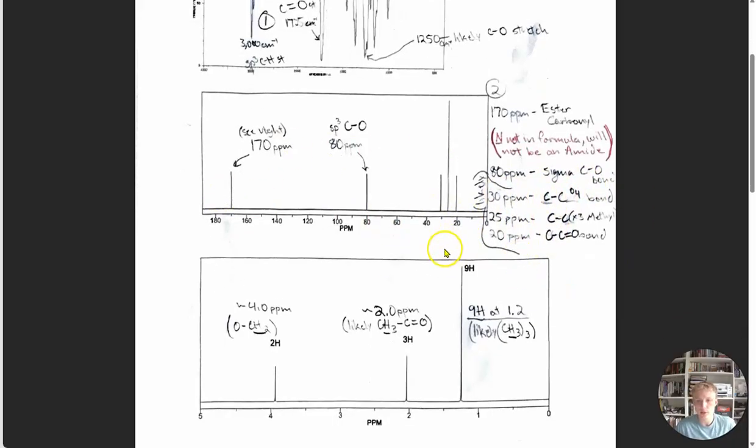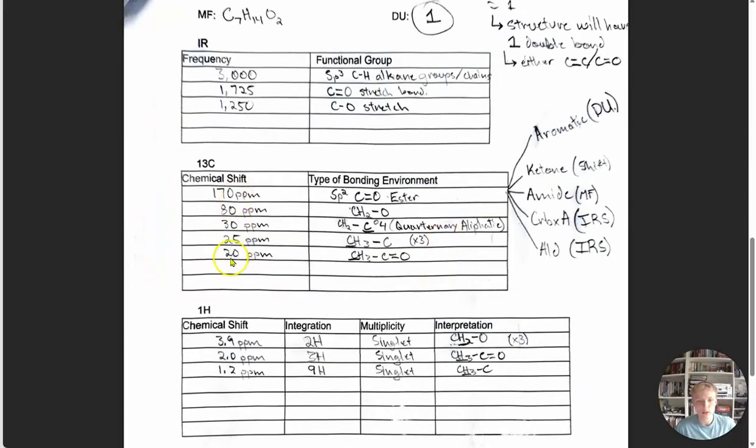But we're going to take these values, write them down here on the left side: 170, 80, 30, 25, and 20. And then we can talk about the 170 ppm CNMR reading and basically say that this is an ester, and we're going to talk about how we can say that.